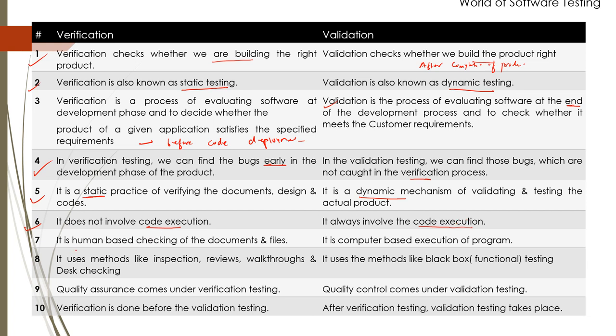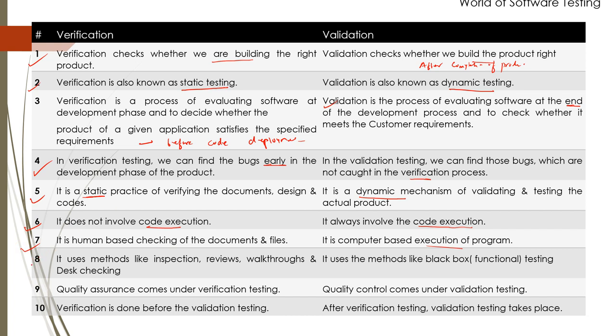The next is, verification is human-based checking of documents and files. Again, we are checking these as a static practice. So verification is human-based checking of documents and files, and validation is computer-based execution of the program. So this is the seventh difference between verification and validation.